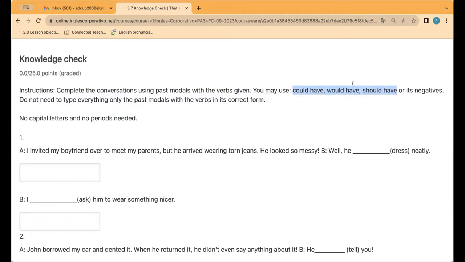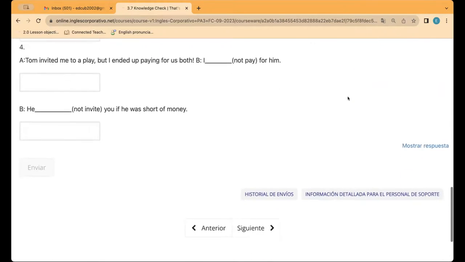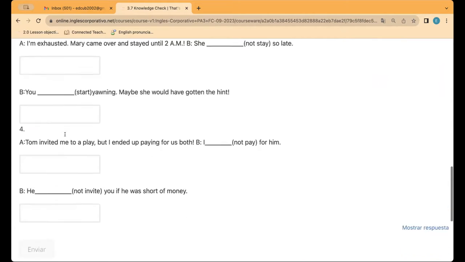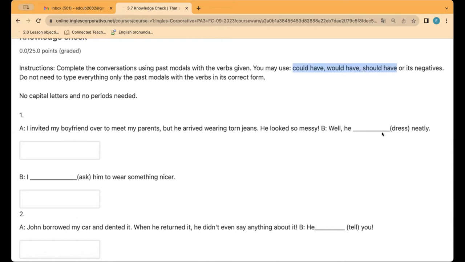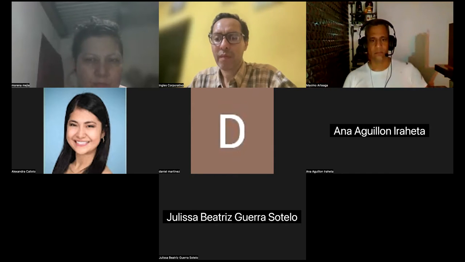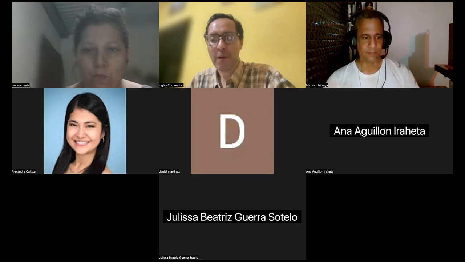So what verbs? The verbs that are in parentheses. What modals? Could have, would have, should have, or in the negative: couldn't have, wouldn't have, or shouldn't have. With your partner, you have to complete the four conversations. Remember, they are sentences, yes, but they are four conversations. So not only look at the sentence, look at the context. That way the context will tell you if it's positive or negative, the modal that you need. Okay? Yes. Excellent. Let's go.